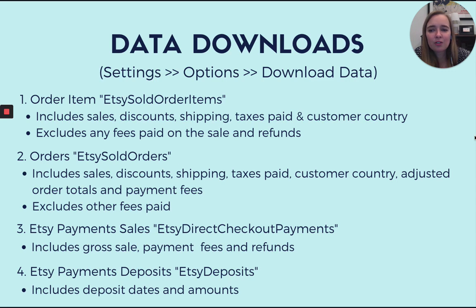So the second option to download is referred to as orders, and downloads as Etsy sold orders. Now this includes everything that the sold order item includes. It is summarized by order rather than by item.